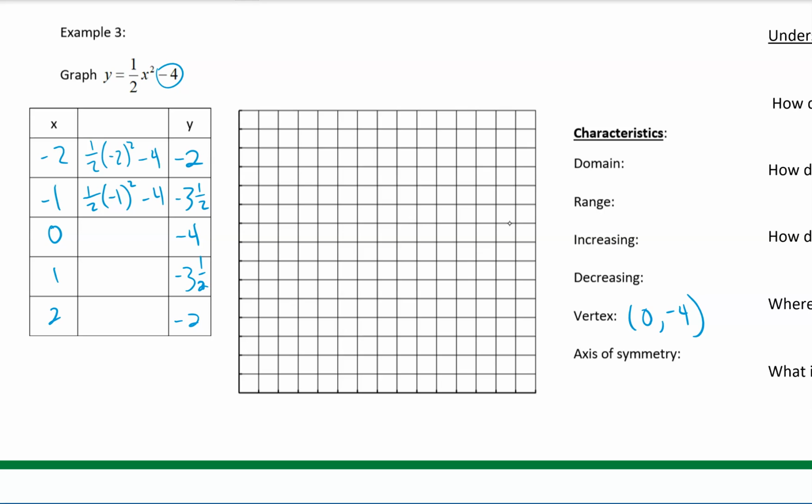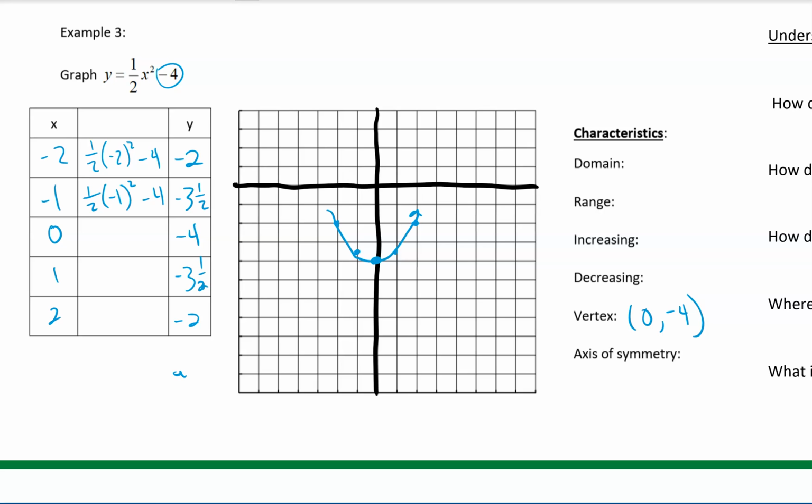All right, all of our y values for this one are negative. So I'm going to move my x-axis up towards the top. We said our vertex is at 0, -4, so our vertex is down here. And then we have the points -2, -2, -1, -3.5, 1, -3.5, and 2, -2.